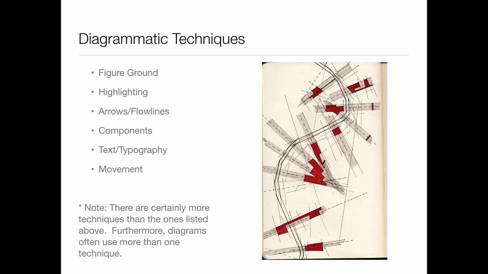So let's look at diagram types and examples. And this will help kind of solidify what this idea of a diagram is. In terms of diagrammatic techniques, we're going to talk about each one of these in depth as we go forward. We have the figure ground, we have highlighting, we have arrows and flow lines, we have components, we have text and typography, and we have movement. And the truth is that it's pretty hard to distill these into just one category. So you might have arrows and flow lines with some highlighting. Or you might have some text and typography with a figure ground. Combining these together ends up happening very frequently. So just be aware that they end up kind of overlapping. But I'm trying to distill them out into separate categories to talk about.